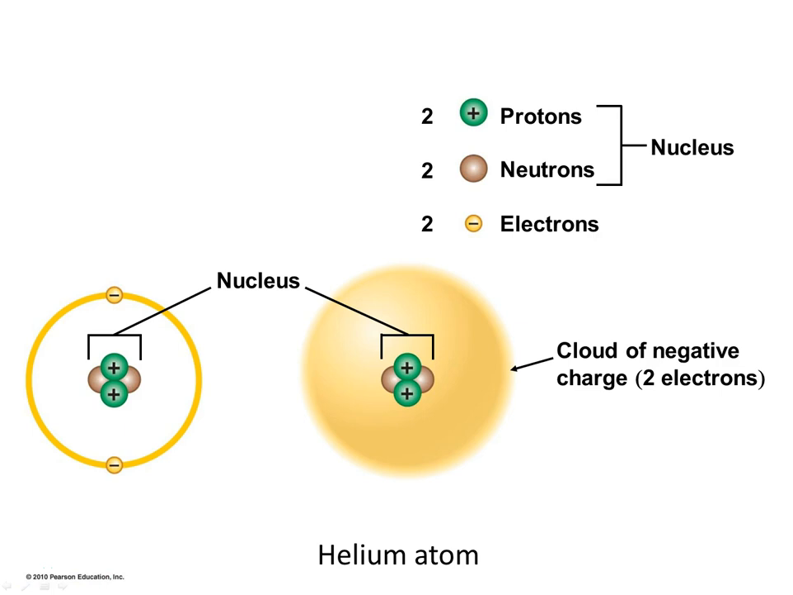This is a helium atom. It is the second element in the periodic table and its atomic number is 2. So the atomic number is going to dictate how many protons, how many neutrons, and how many electrons an atom has. So helium, because its atomic number is 2, will have 2 protons, 2 neutrons, and 2 electrons that orbit around the nucleus.